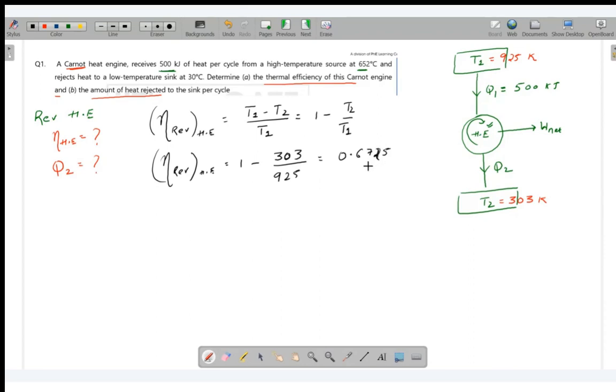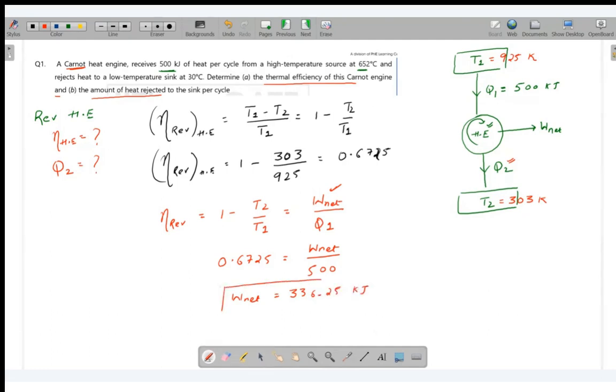J, what did you do wrong in efficiency? Then second is this. Now it is a Carnot engine, so I can also write this efficiency is equal to 1 minus T2 by T1, which is equal to, what was the normal formula? Net work upon heat input. So from here I can calculate this. So efficiency is 0.6725. Net work upon Q1, which is 500. So net work I have gotten is 0.6725 into 500, and it is 336.25 kilojoule. This is your net work.